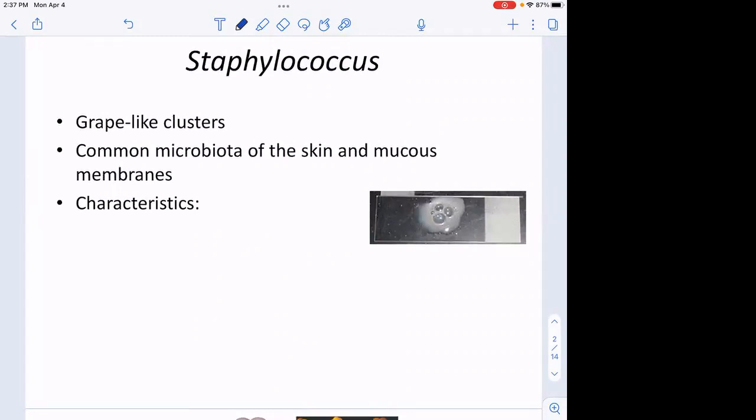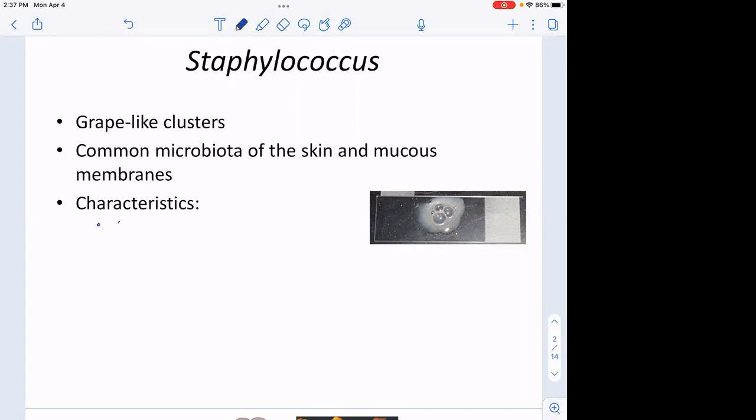Where do we find them? The staph in general are common on our skin and in our upper respiratory tract, like our nose. They're also common on places that we touch, so especially indoors, any surface that you touch is probably going to have staph on it.